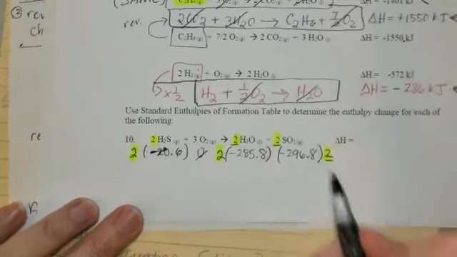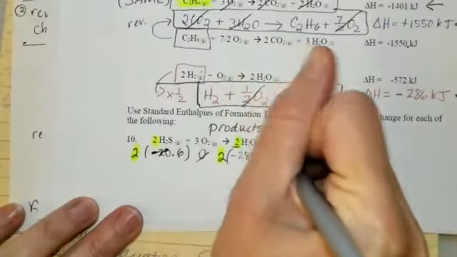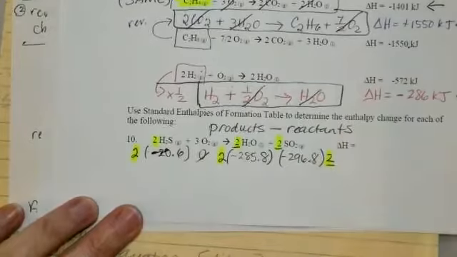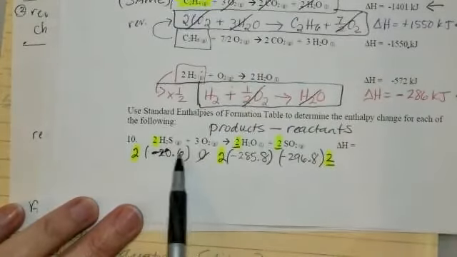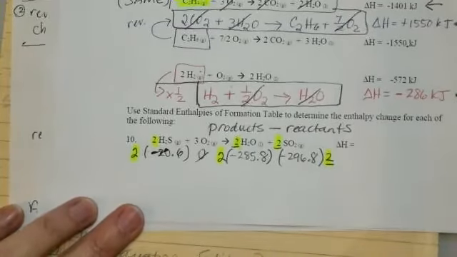So what the formula is in the book is basically take your products and subtract out the reactants. You're basically changing the sign on the reactant side, right? Because instead of these being formed, they're being consumed. So instead of negative 20.6, it's a positive 20.6.